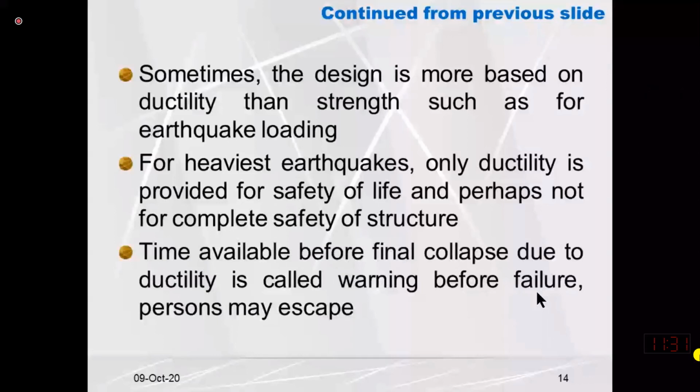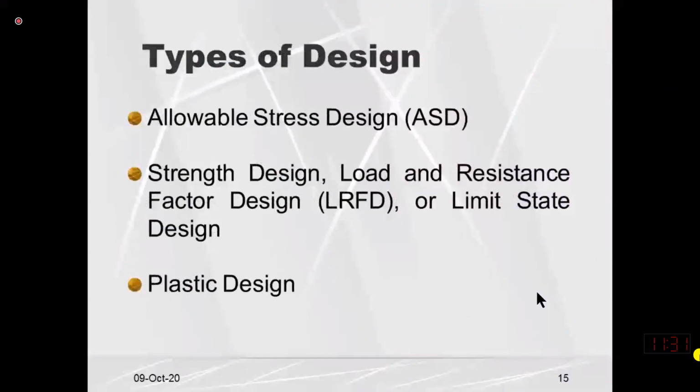So next are the design methods. We actually have three design methods. Allowable stress design, which is an obsolete design method. We are still using it in steel structures to a certain extent, but in concrete structures we have completely discarded this design method. The second design method is strength design, which is also called load and resistance factor design or limit state design. Why we call it limit state, we will discuss. And the last method is plastic design.